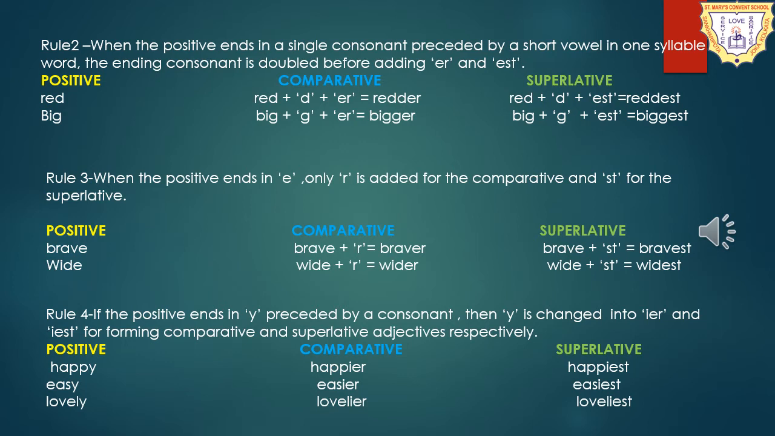Now we come to rule number 3. When the positive ends in e, only r is added to form the comparative and st for the superlative. So when the positive degree of adjective ends in e, we add only r to it. For example, brave: brave plus r, braver. And for the superlative, we add only st to it. Brave plus st, bravest.